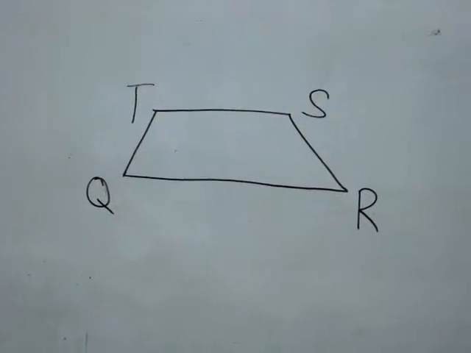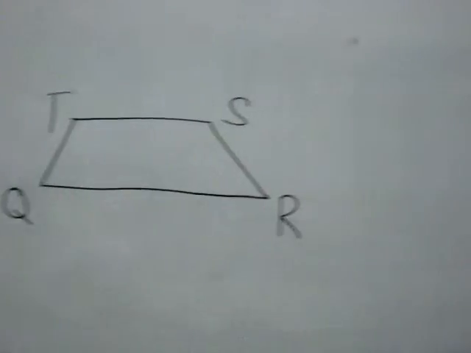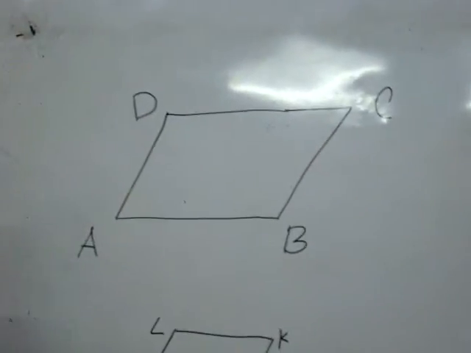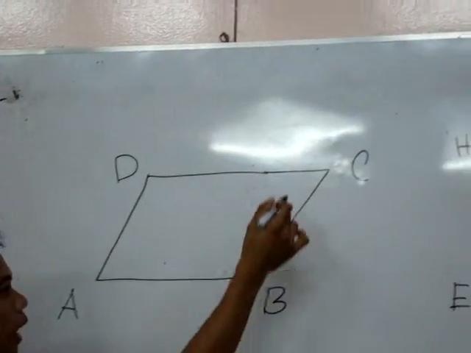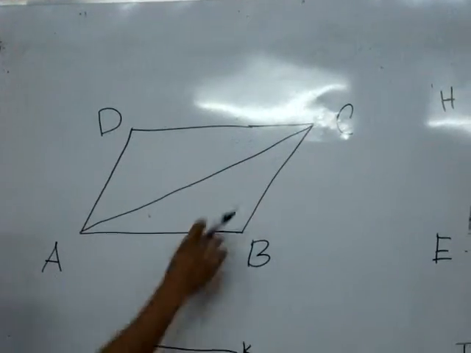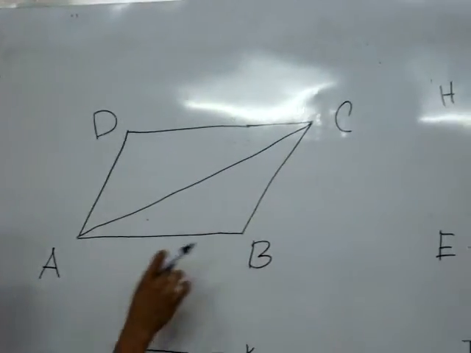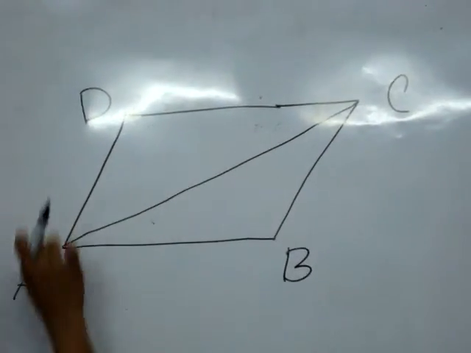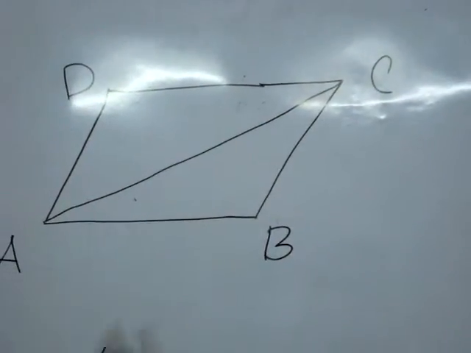Next, Theorem 4-1. A diagonal of a parallelogram forms 2 congruent triangles. Here, a diagonal of a parallelogram forms congruent triangles. Here, there are 2 congruent angles. The triangle ABC and triangle ADC are congruent.